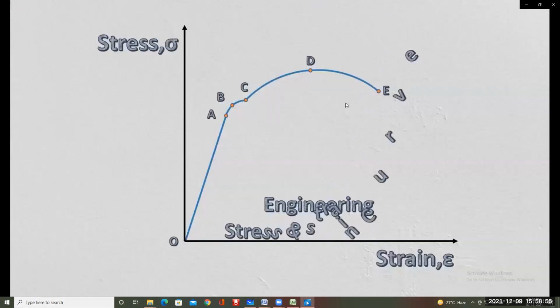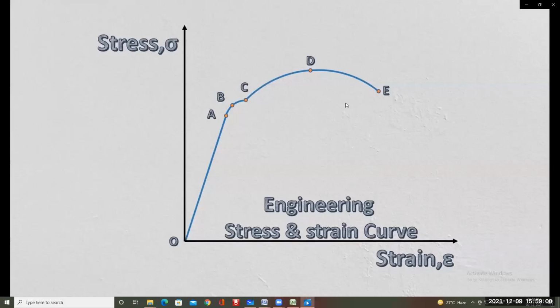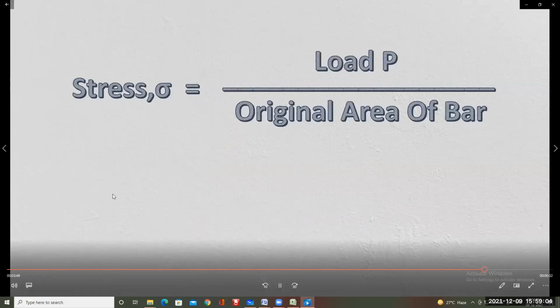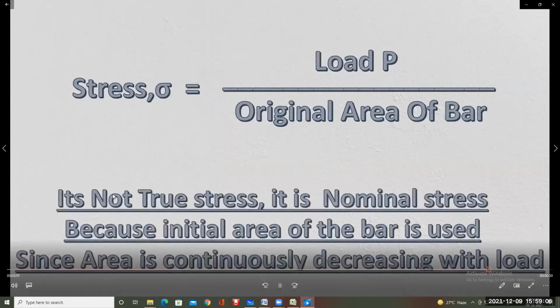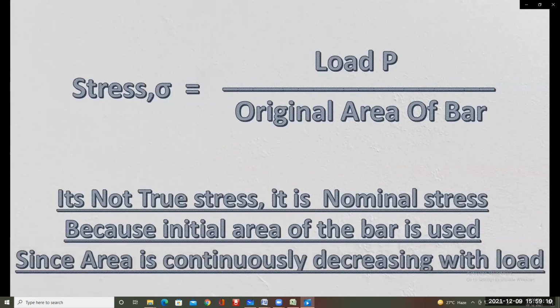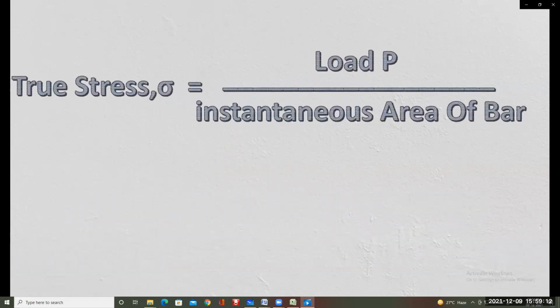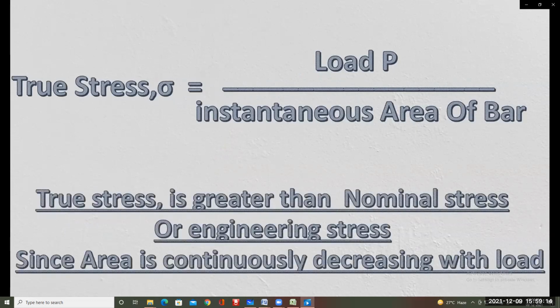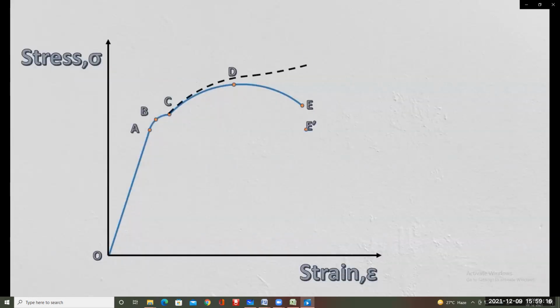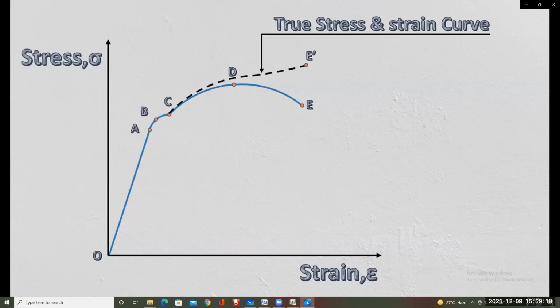This curve is known as the engineering stress and strain curve, because the stress and strain calculated are not true. The stress is calculated based on the original area before the load is applied. In reality, as the load is applied, the area reduces, so the actual or true stress is larger than the engineering stress. And the true stress and strain curve will look like this.